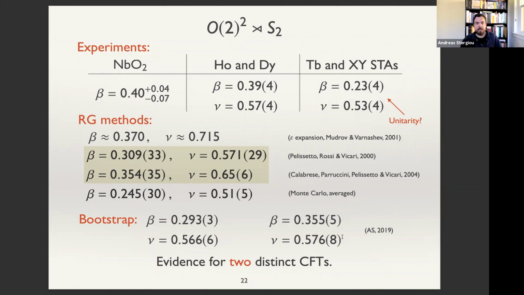So I consider this evidence for two distinct conformal field theories with these sets of critical exponents, which are in pretty good agreement with experiments, I would say. So the second kink perhaps describes this class of experiments, and this first kink perhaps describes these experiments. And I should also say that the epsilon expansion is supposed to correspond to this solution over here, to the first kink.